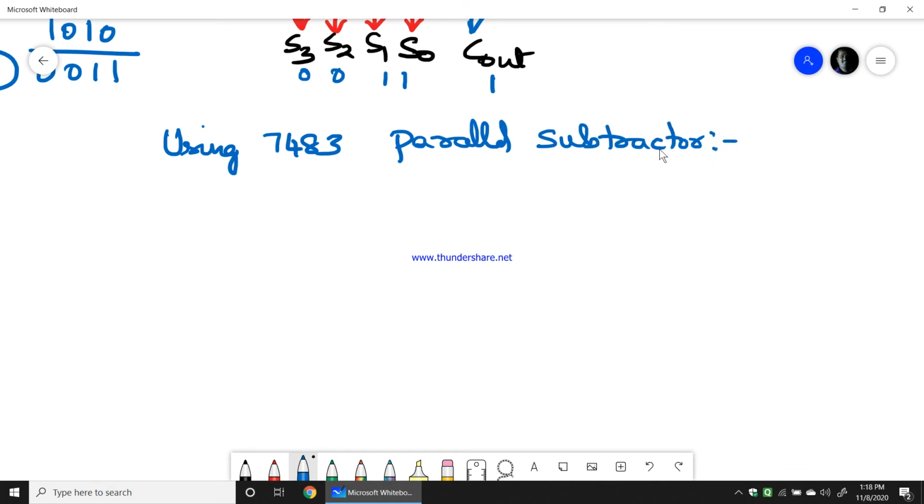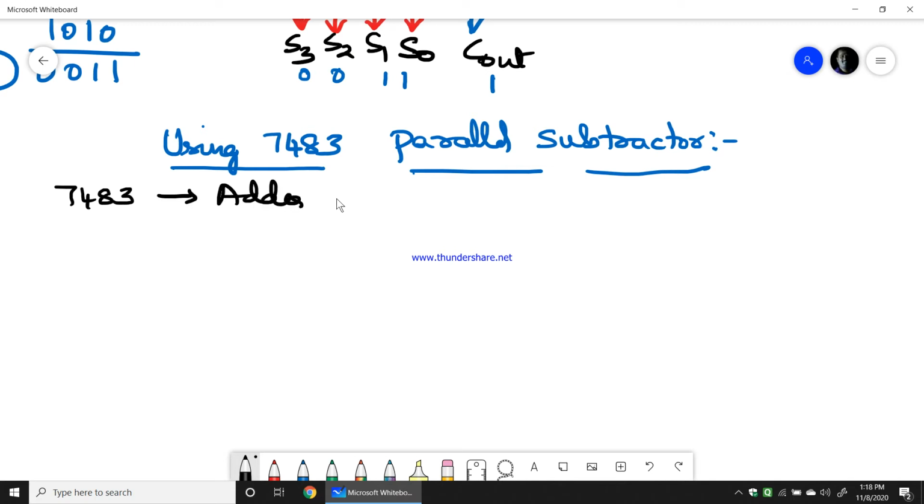Okay, let me tell you, 7483 is not a subtractor IC. 7483 is always an adder IC. So this we need to keep in mind. 7483 is an adder IC. It is not a subtractor IC. Now we are designing a subtractor using an adder IC. That is what we are doing here. So we need to know how to create a subtractor using an adder IC.